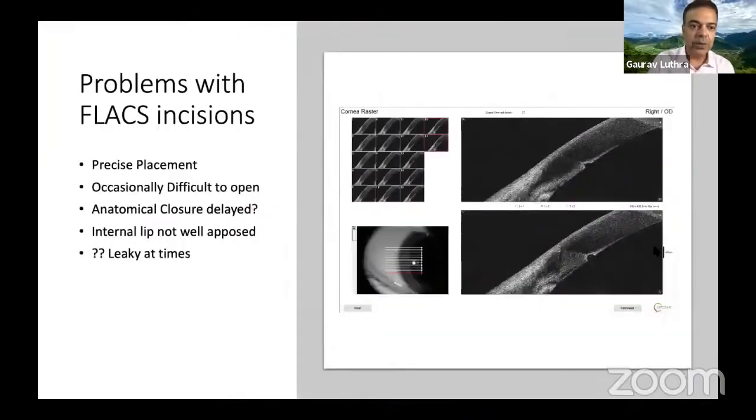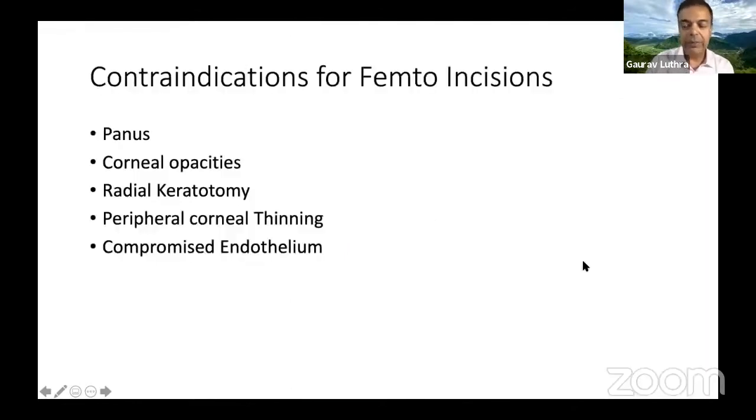So this is what can sometimes happen. You can see this inner lip over here, and this is what I don't like sometimes about my femto incisions. And so there can also be a lot of contraindications, where you have a pannus, you have corneal opacities, you have a radial keratotomy patient, you have peripheral corneal thinning, compromised endothelium.